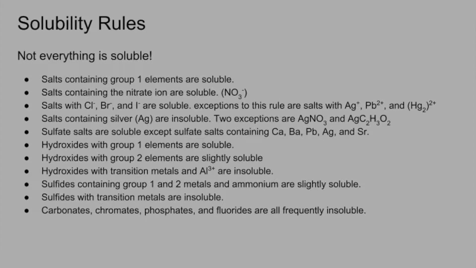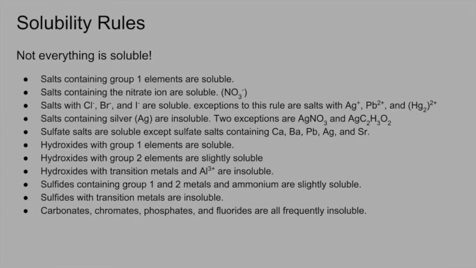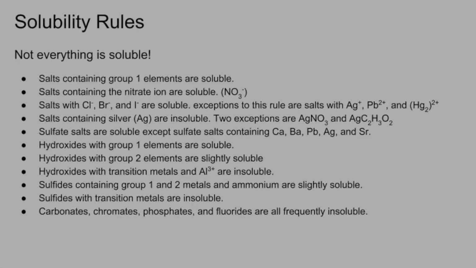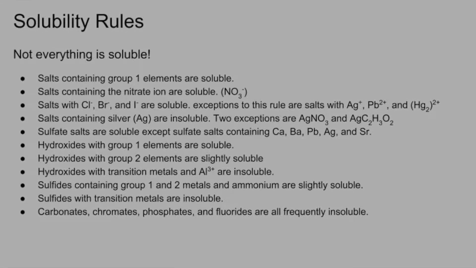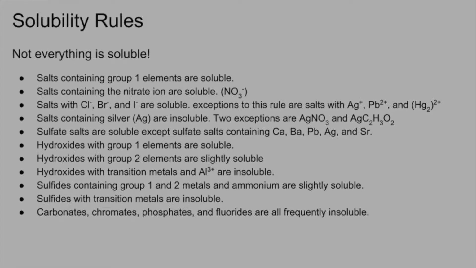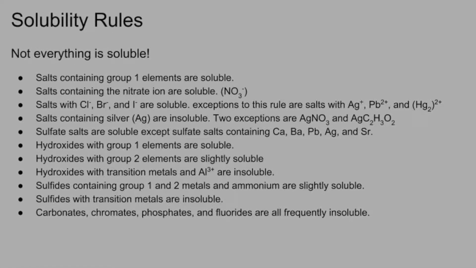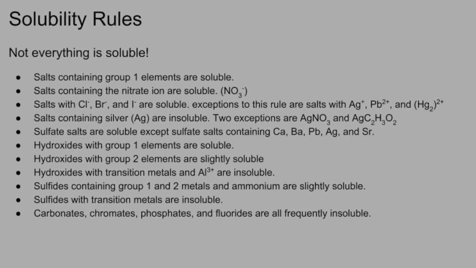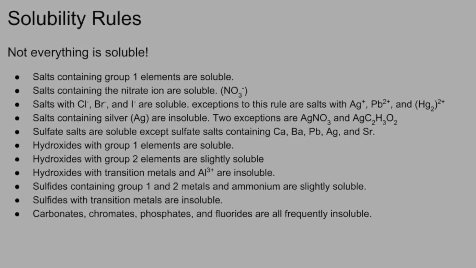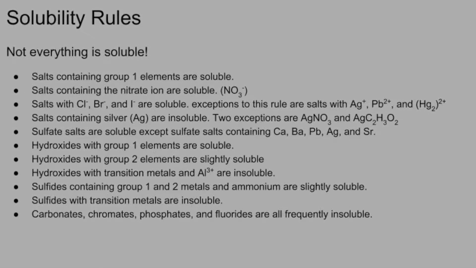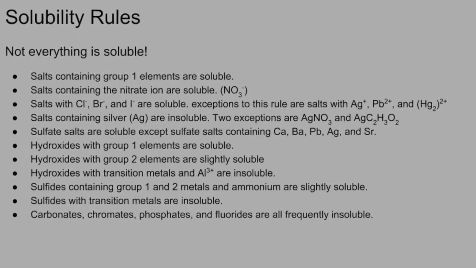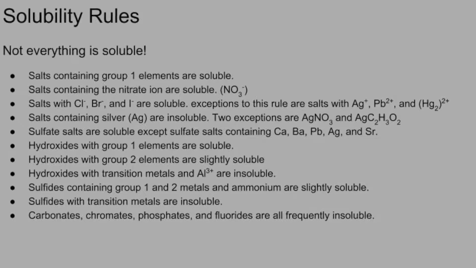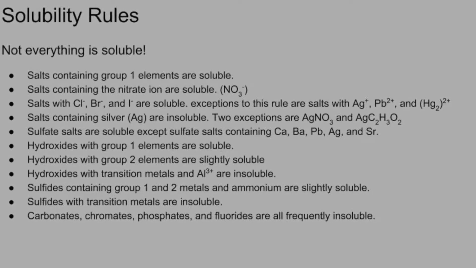Salts with group 1 elements or contain a nitrate ion are soluble. Salts with Cl-, Br-, and I- are all soluble with the exceptions of silver chloride, lead chloride, and mercury chloride being insoluble. Salts containing silver are insoluble with the exceptions of silver nitrate and silver acetate. Sulfate salts are soluble except for when they contain calcium, barium, lead, silver, or strontium.